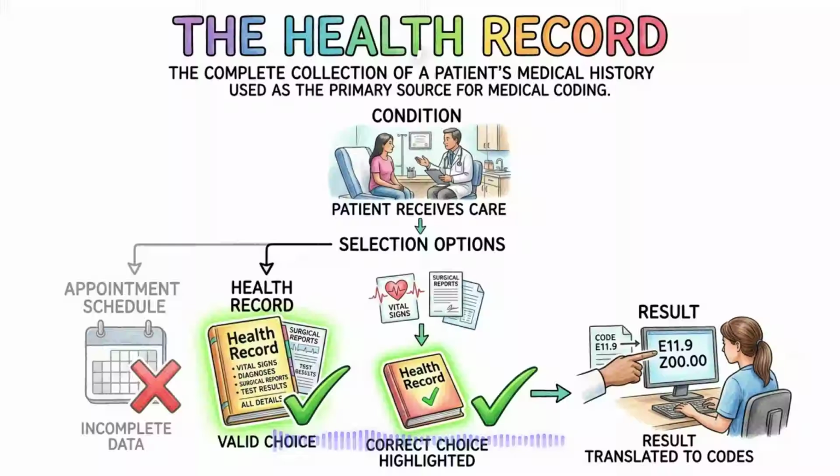At the absolute center of the healthcare system is the health record, which is the primary source document for all medical coding. A health record is simply a systematic collection of information about a single patient and the medical care they have received. Think of it as a detailed storybook of a person's medical history, containing everything from their vital signs to complex surgical reports.